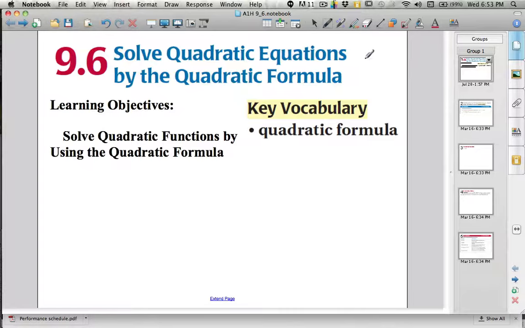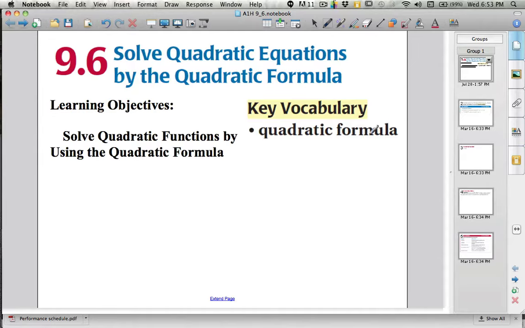In 9.6, we're going to work on solving quadratic equations by using the quadratic formula. In 9.5, we worked on solving by completing the square. And these two methods are methods to use when it's not possible to factor a quadratic. These will work for every single quadratic function that there is.